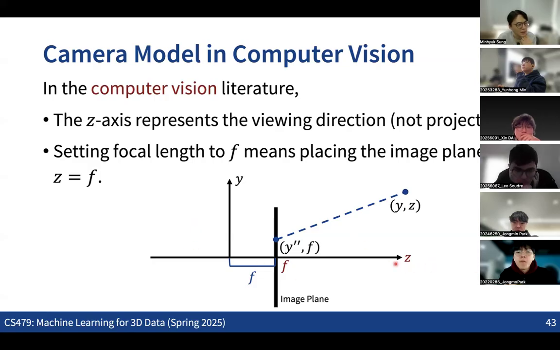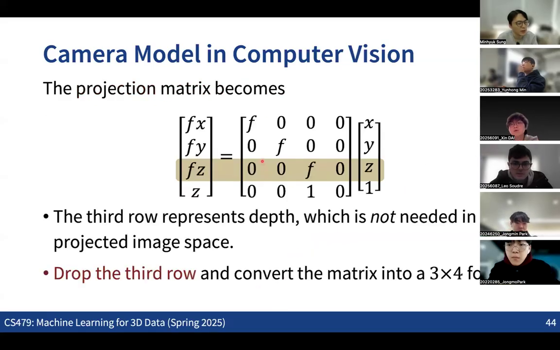So in this flipped z-axis setting, with the focal length being f, it means that we are placing the image plane at z equals f here, right? So it's nothing but flipping the z-axis in this way. Without the shifting of the image plane, in this case the projection matrix will be defined this way, and we can say that these 3D coordinates are mapped to other 3D coordinates. But typically for this mapping, we don't need the z information anymore.